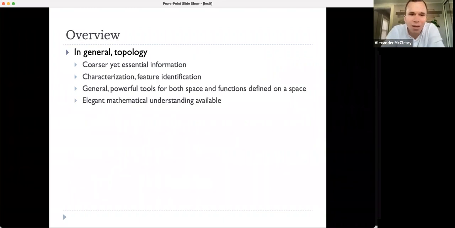Okay, so to summarize, topology is a way of studying shapes that is much looser than regular geometry. It doesn't carry all that extra information like distances and stuff like that, and instead focuses just on the essential qualitative features of a shape. We can use this to characterize shapes and identify features within shapes. And topology comes with a whole host of powerful tools that we can apply to data science, including things such as homology.